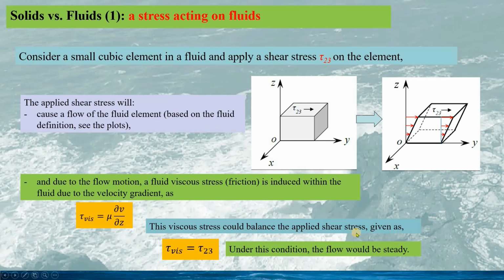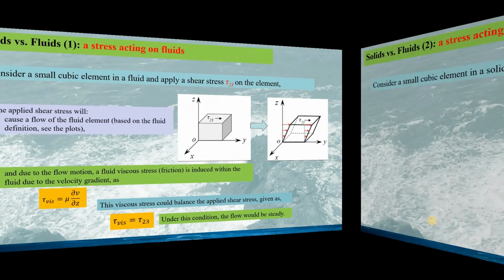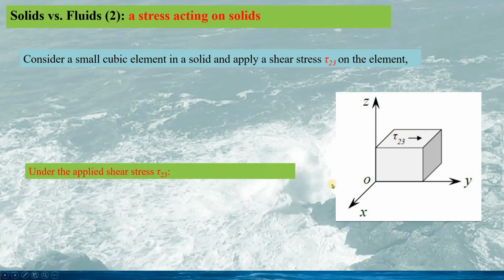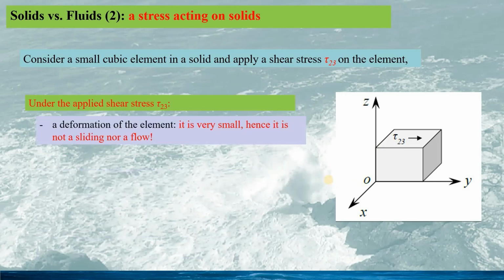So this is very different from a small solid element when the shear stress is applied. See the next slide. So here, the small element is a solid. We apply the same shear stress tau 23 on the top of the element. We can imagine under the applied shear stress, a deformation would be caused for the element.